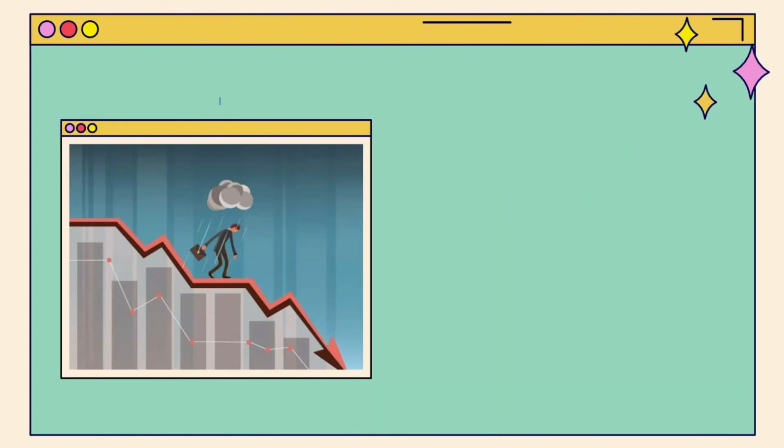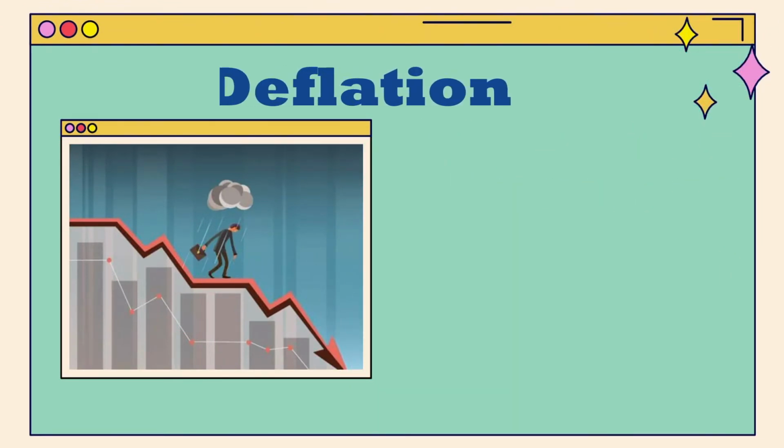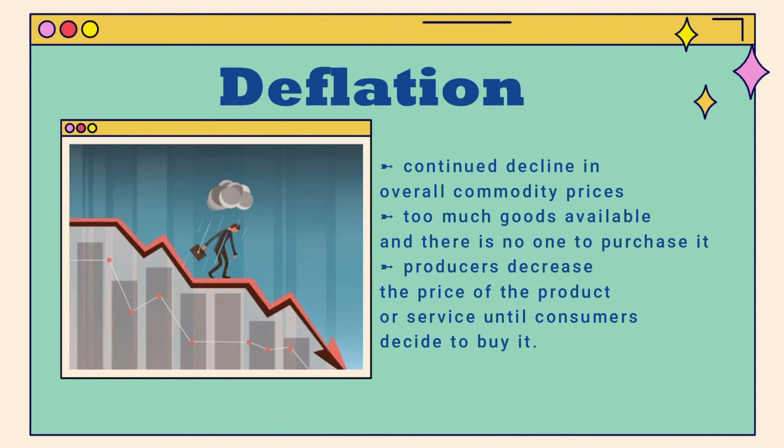The opposite of inflation is deflation, which refers to the continued decline in overall commodity prices. This is simply when there are too many goods available and there is no one to purchase them, causing an inefficient circulation of money. Because of this, producers decrease the price of the product or service until consumers decide to buy it.